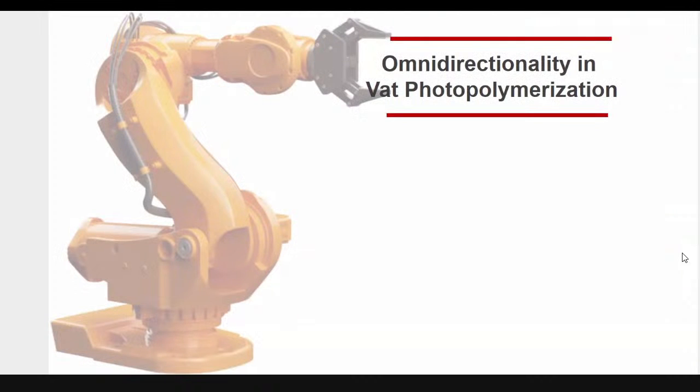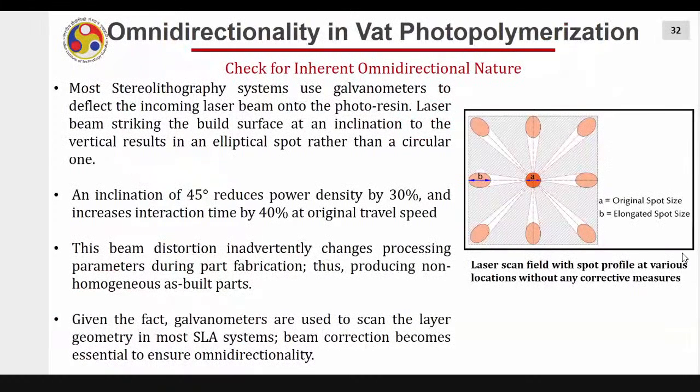Now we'll discuss omnidirectionality in wet photopolymerization. What happens in wet photopolymerization? Most stereolithography systems use a galvanometer to deflect the incoming laser beam onto the photopolymer bed. So what is a galvanometer? A galvanometer is nothing but a mirror on which, when a laser beam falls, it is deflected back on the bed. If it is deflected perpendicular to the bed, you will get nothing but a circular spot, right? That won't be any issue at all.